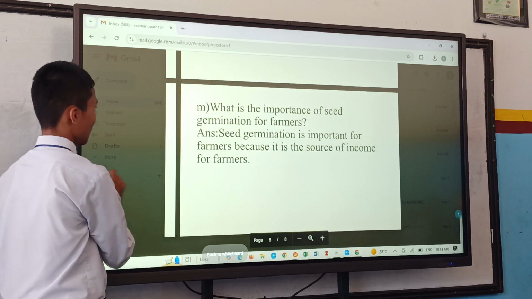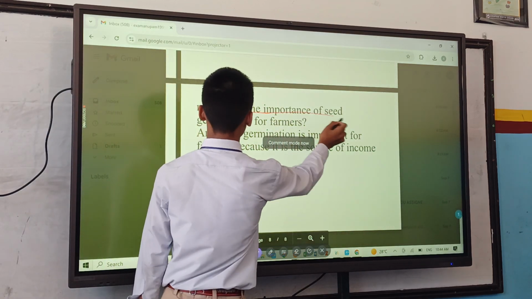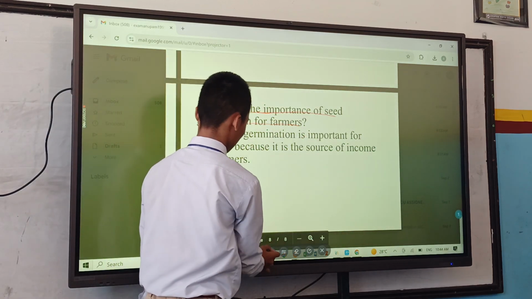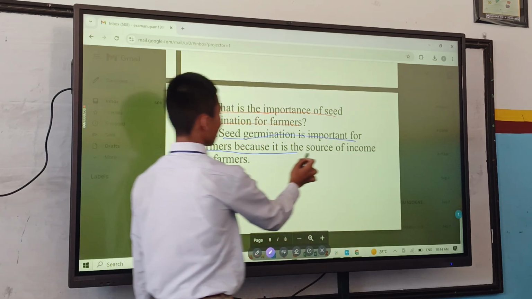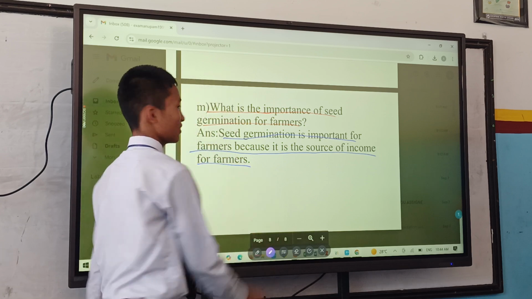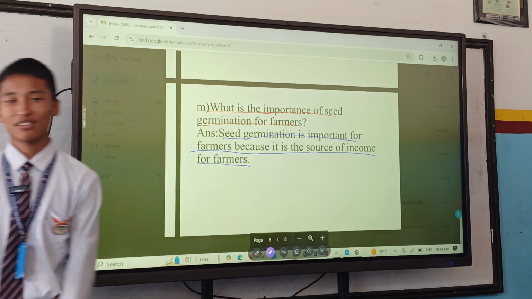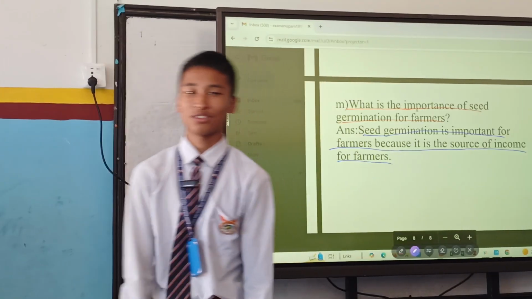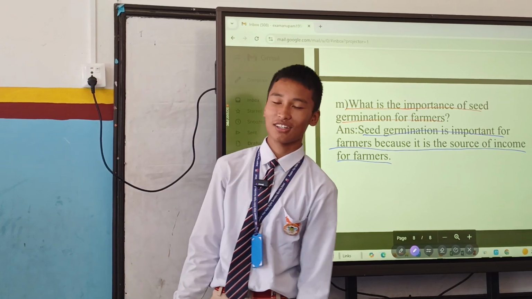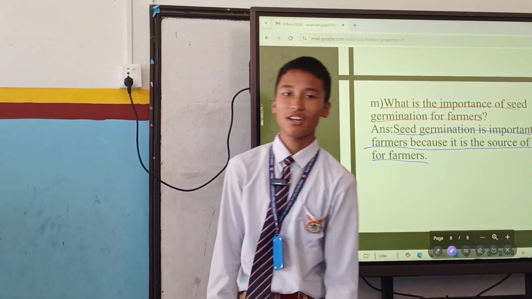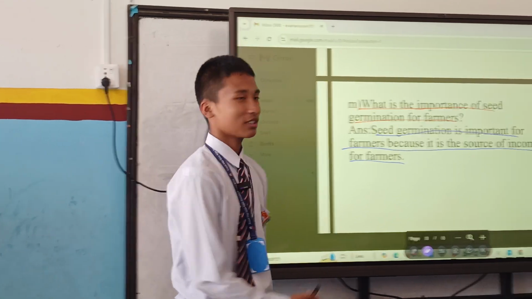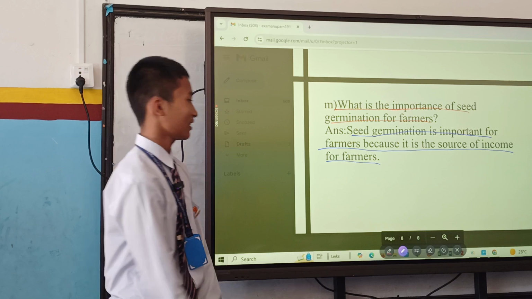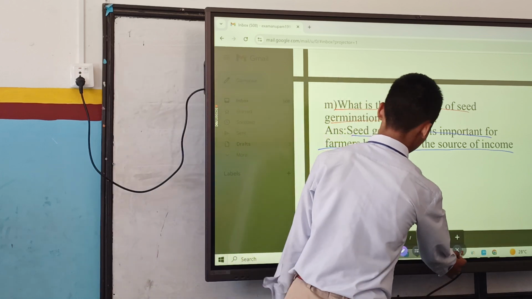M number. What is the importance of seed germination for farmers? Seed germination is important for farmers because it is the source of income for farmers. As you all know, seeds germinate into plants with flowers, flowers into fruits, and fruits have seeds inside them, and the life process continues. Because of that process, farmers sell those fruits or flowers and make an income for themselves. Thank you.